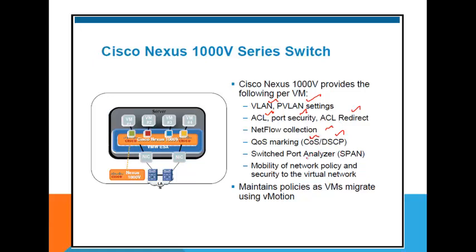We can have switch port analyzer, SPAN. We can redirect some packets. We can mirror some traffic to an analyzing engine and see what traffic is coming in and going out. In order to do the auditing job, the analyzing job, we do spanning. These are the things that we used to normally do on a physical switch. Now all those things are possible because of 1000V, which was not available when we simply had a distributed virtual switch or a vSwitch.